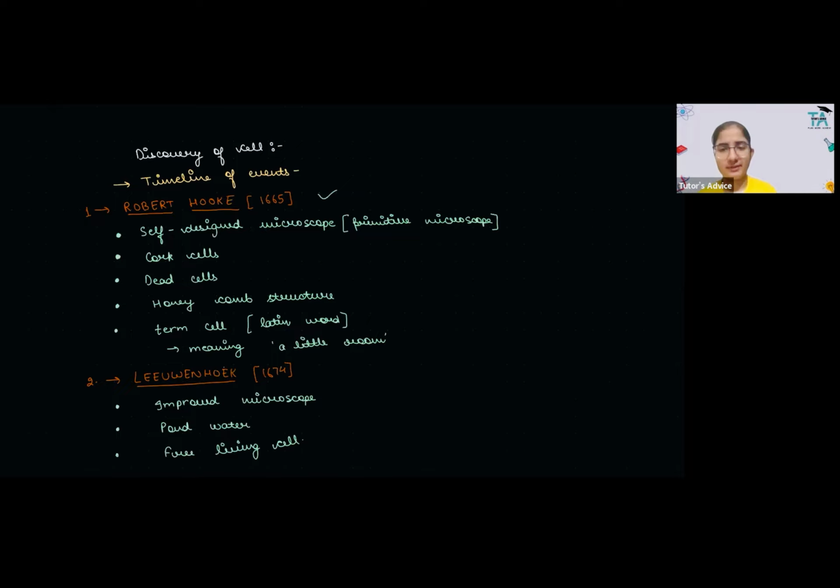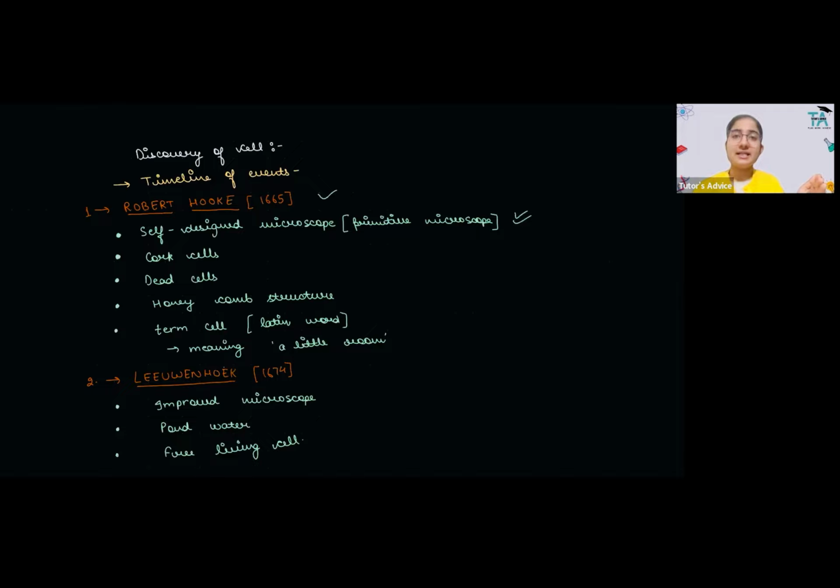What is the meaning of primitive microscope? He had a very basic microscope, so he couldn't do much with it. He only took the cork cells. Now, what are the cork cells? You know the bark of the stem, right? The bark is the outermost covering of a tree. Those cells are known as cork cells. Like the bark of the stem is made up of cork cells.